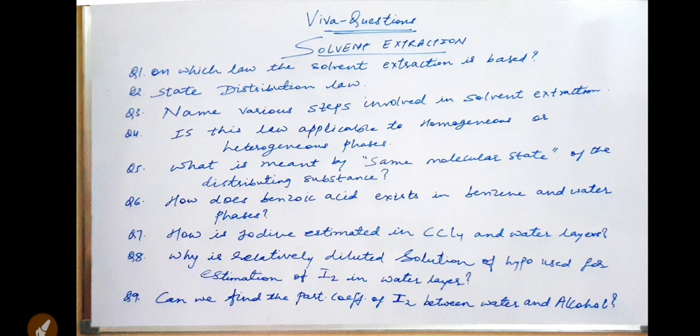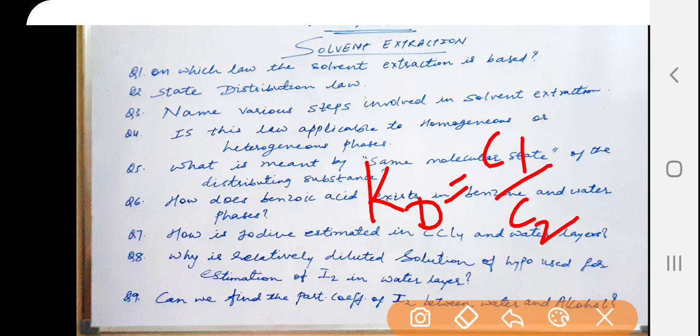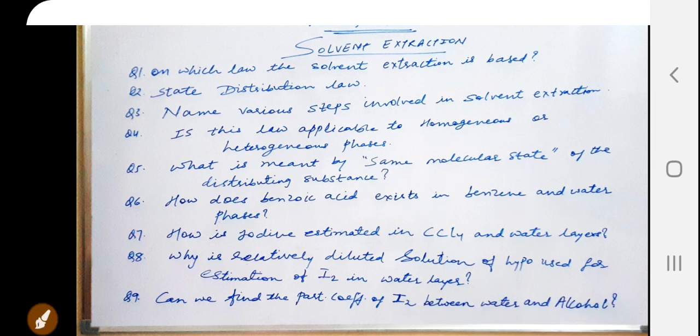Can you state the distribution law? Yes. Distribution law can be defined as Kd is equal to C1 upon C2. Kd is called the distribution coefficient or the partition coefficient, right? So according to this law, partition coefficient is basically the ratio of concentration of the solute in solvent 1 and solvent 2.